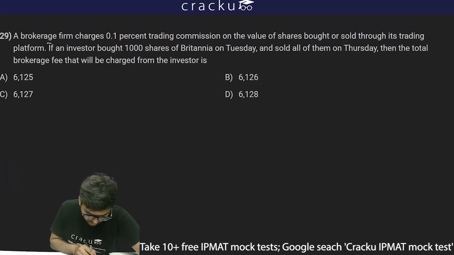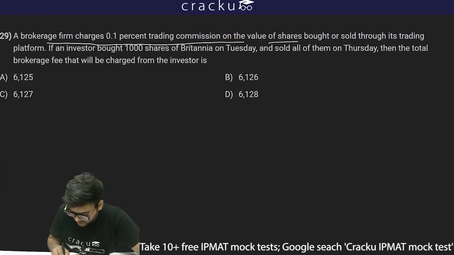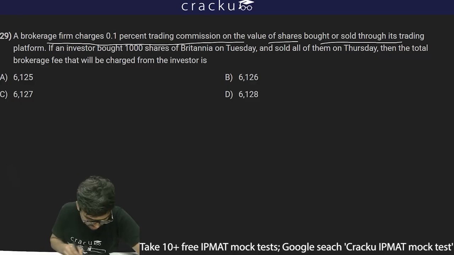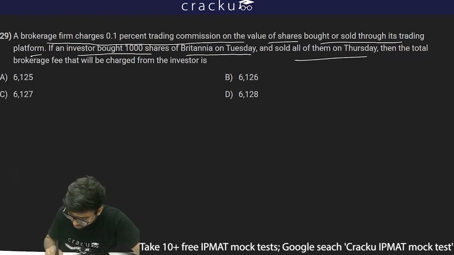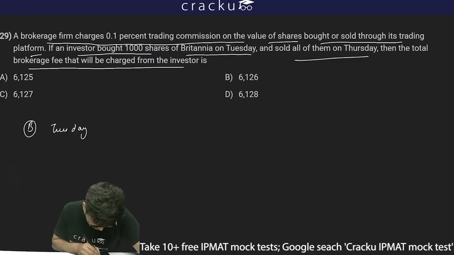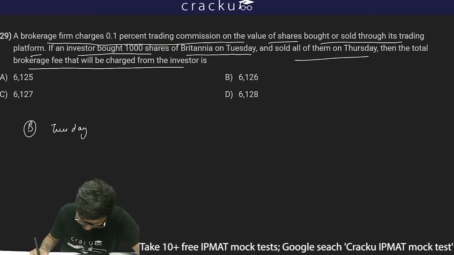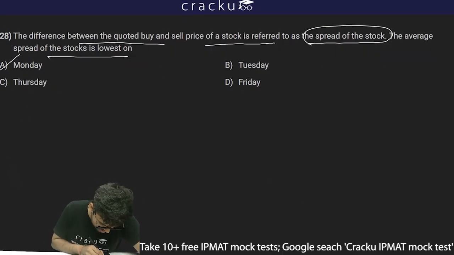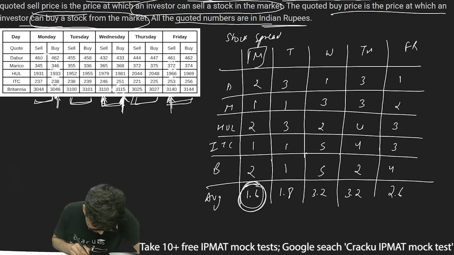The next question is given: a brokerage firm charges 0.1% trading commission on the value of shares bought or sold through its trading platform. If an investor bought 1,000 shares of Britannia on Tuesday and sold all of them on Thursday, then the total brokerage fee will be, okay, so he's buying on Tuesday. The buying price of Britannia is 3101 on Tuesday and the selling price is 3025 on Thursday.